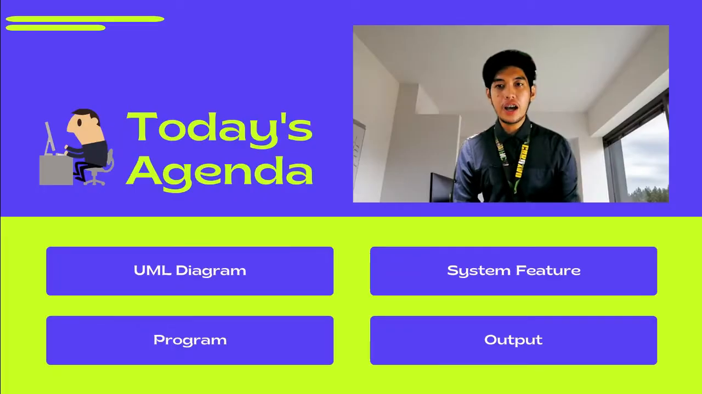So, in today's agenda, our group will present the UML diagram, system feature, program, and lastly, our output. The UML diagram consists of classes, constructors, methods, class relationships, and multiplicities that are used in our program. It will be presented by Mr. Romar Lobedica. Next is our system feature. It consists of our program's system features and their description, which will be presented by Ms. Ayahel Umictin and Ms. Generos de Cafranca.